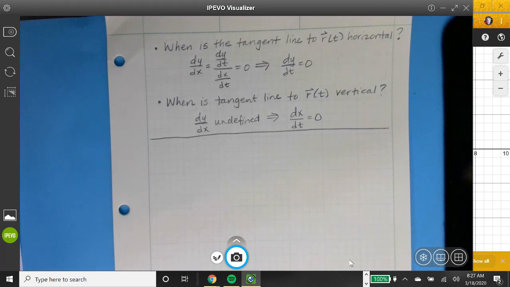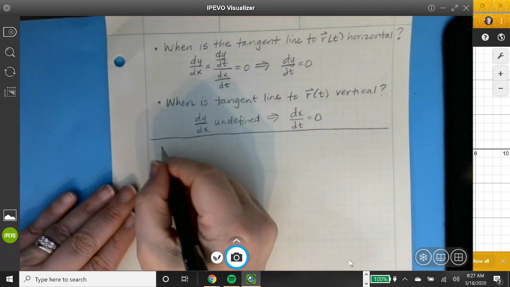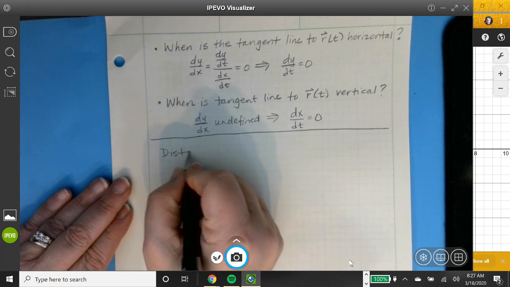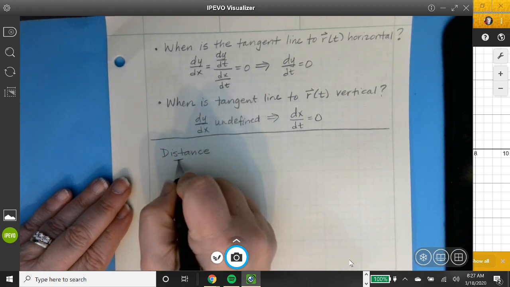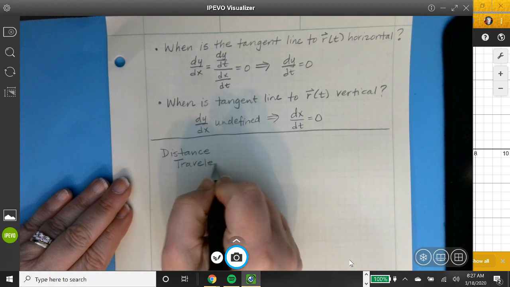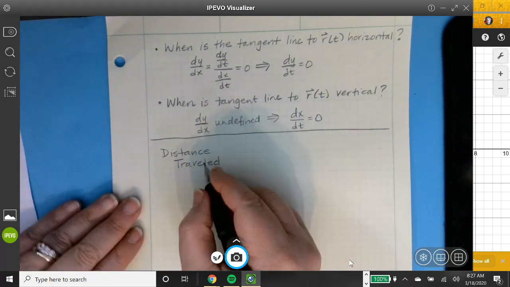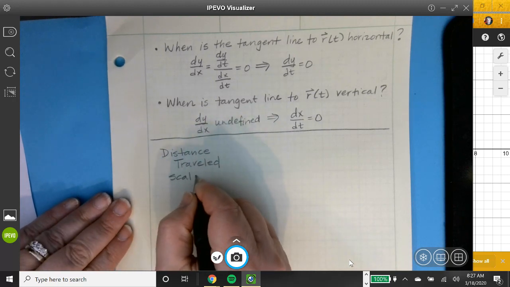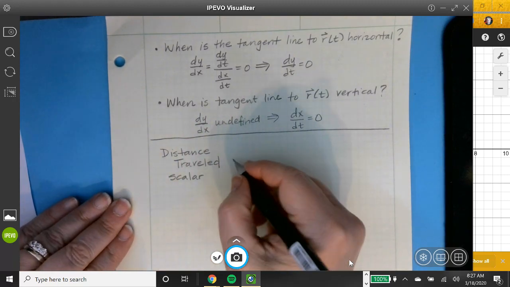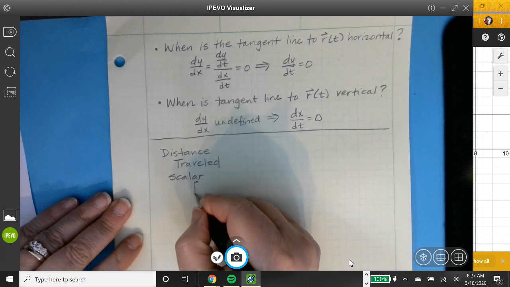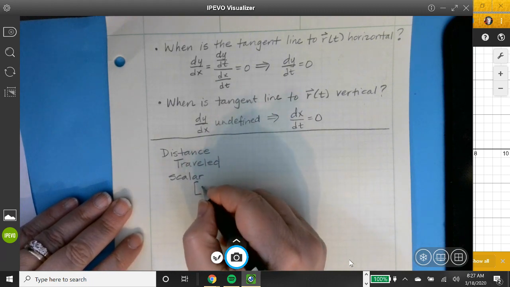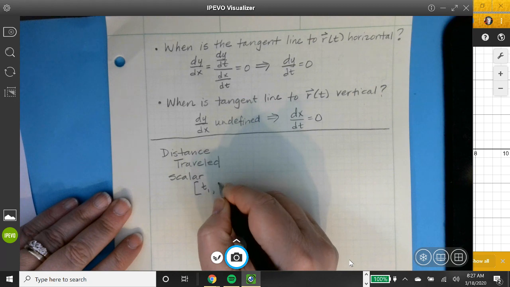Well, that's great. But now we've got to talk about a subject called distance traveled versus displacement. I'm going to talk about distance traveled first because that's easier, in my opinion. Distance traveled. And this is a scalar because it's a number. It's how far we went. And this is going to be over a time, which I'm going to call time 1 to time 2.